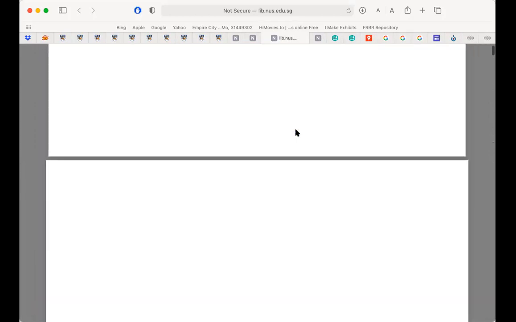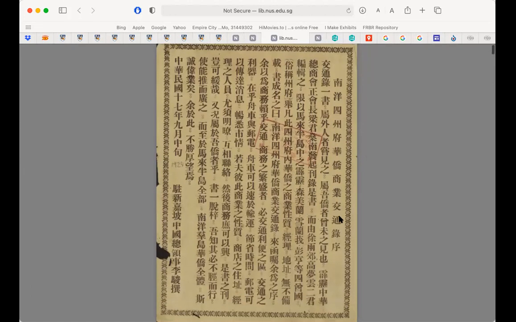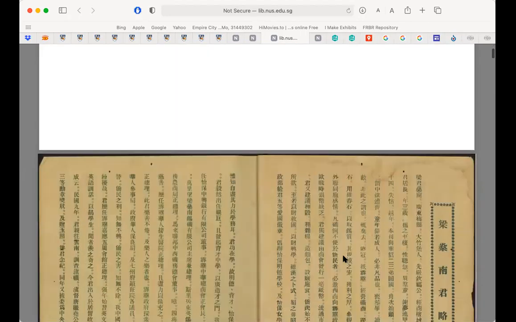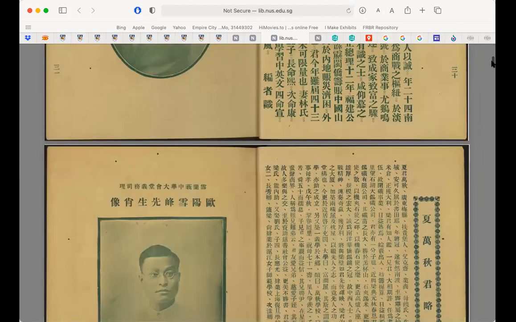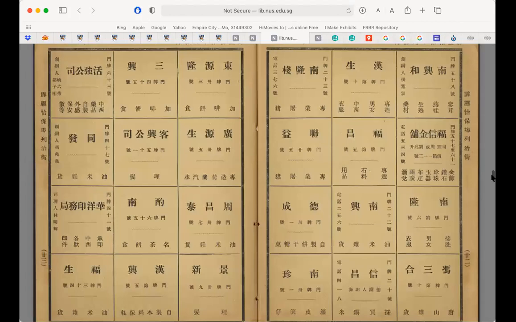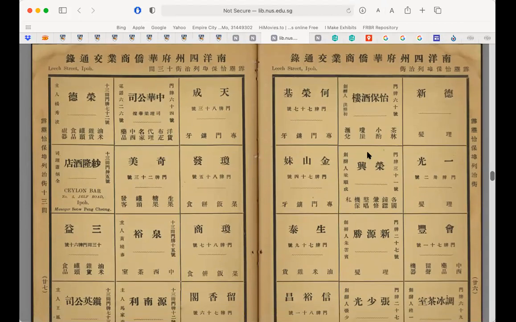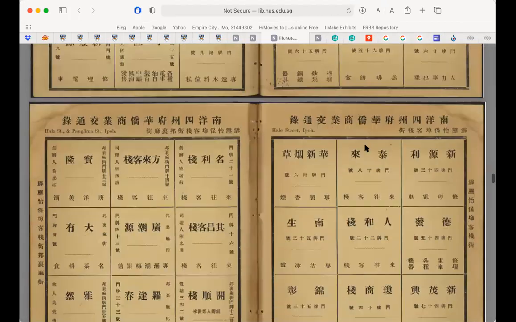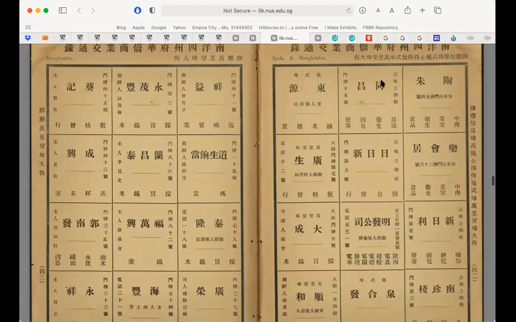One of my favorites is this one, the 四周府华侨商业交通陆续. So this is the boring part where it's all the tauges. But if you scroll all the way down, you have this very lovely grid-like visualization of all the different businesses in different towns across the Federated Malay States. Right. So this in itself is wonderful.